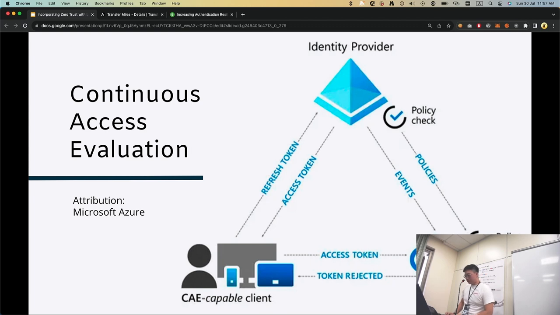Okay, so this is a very simplified example of Microsoft Azure's continuous access evaluation. I think they represent the dynamic access control approach better than I can in the previous document. You can also see over here they have the client, they have the provider, and then over here covered is the policy engine.